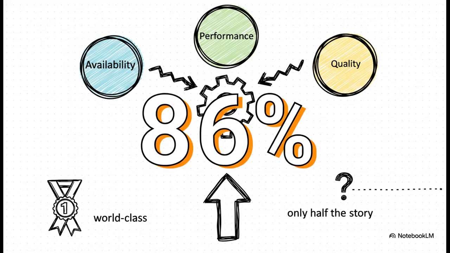And now for the grand finale, the final OEE score. We multiply our three components together, availability times performance times quality. And that gives us a final score for this first job of 86%. Now to put that in perspective, 85% is often considered world-class. So this looks fantastic, right? Well, as we're about to see, that is only half the story.